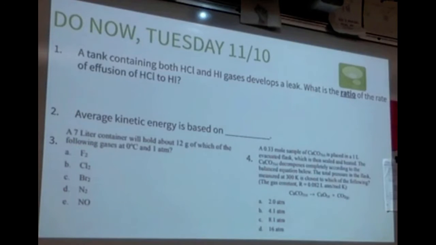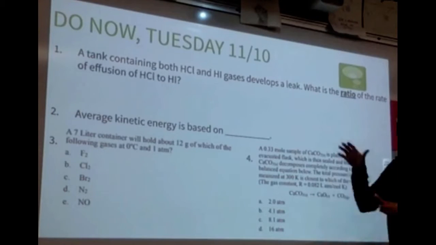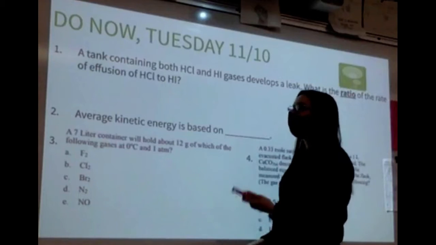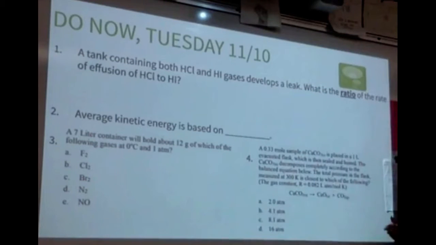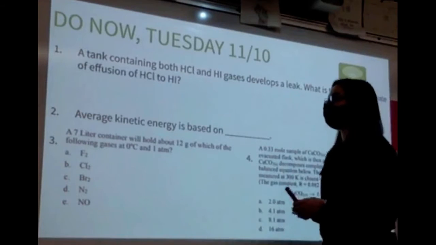We've looked at the combined gas law. We've looked at the ideal gas law, partial pressures, stoich, diffusion and effusion. So we'll take just a few minutes to actually look at each question and how we know what to solve. For number one, it says that a tank contains both HCl and HI and it develops a leak. What is the ratio of the rate of effusion of HCl to HI?